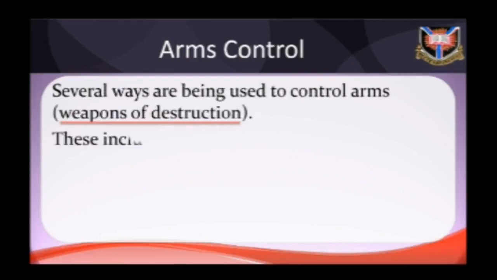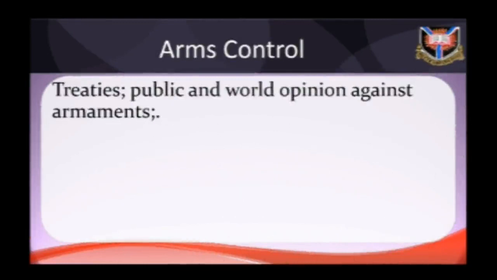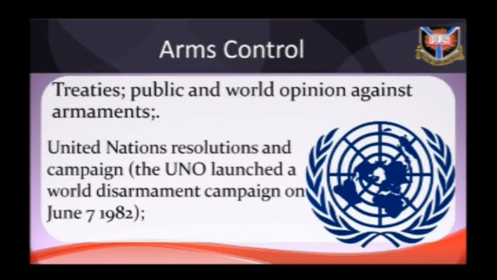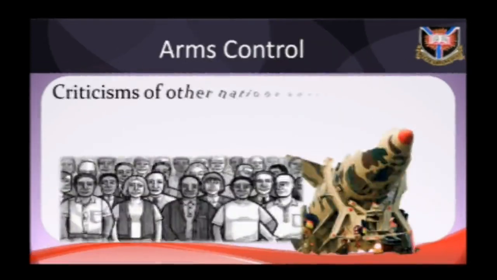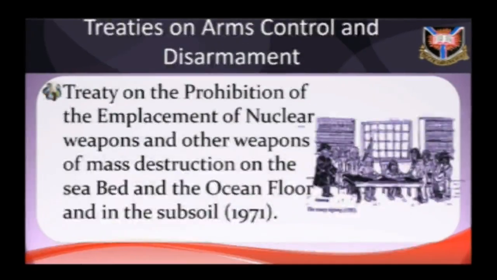Several strategies are being used to control arms, that is, weapons of destruction. These include the signing of bilateral, that is, between two nations, or multilateral, between many nations, treaties. Public or world opinion against armaments. United Nations resolutions and campaigns, such as the United Nations launched a world disarmament campaign on June 7, 1982. Criticisms of other nations against arms production and arms accumulation and anti-armament protests or movements.